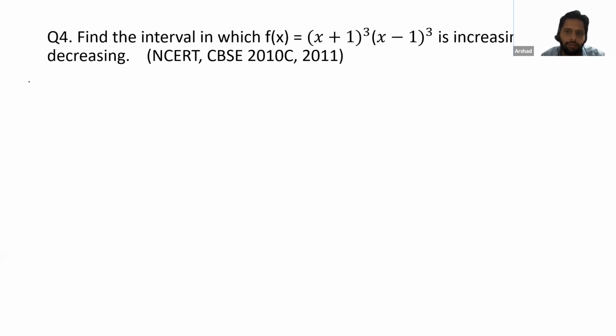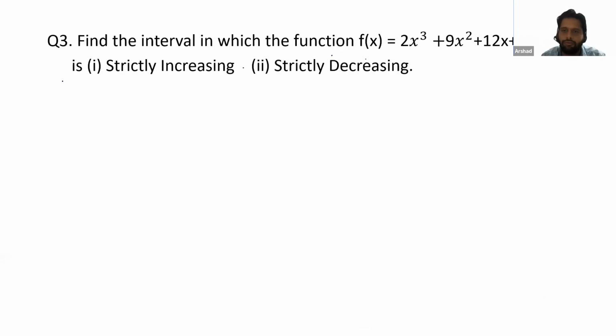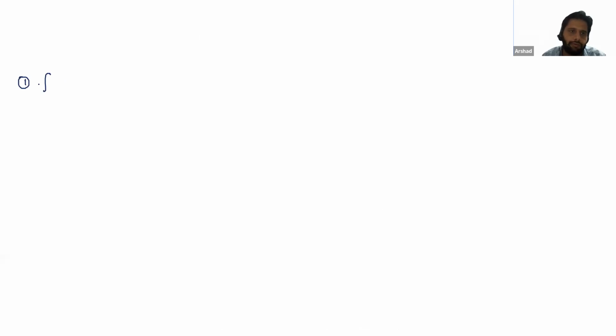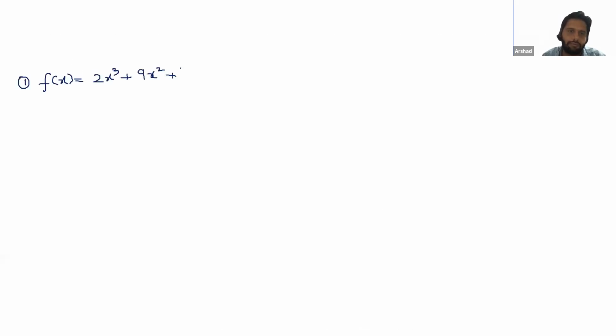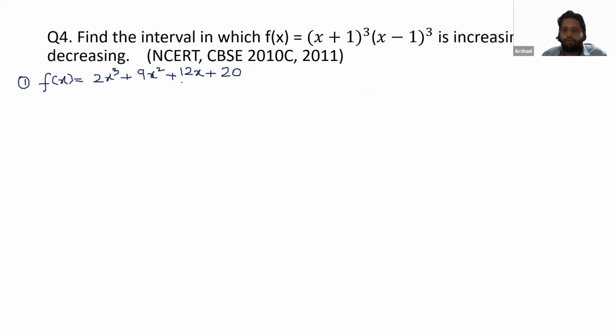Okay. And yes, in the meantime, I will solve another question. Just give me a minute, okay? f(x) is equal to 2x cube plus 9x square. Okay, Nabil Ahmed and Nabil Khan, please complete this question. In the meantime, I will explain this question to everyone.